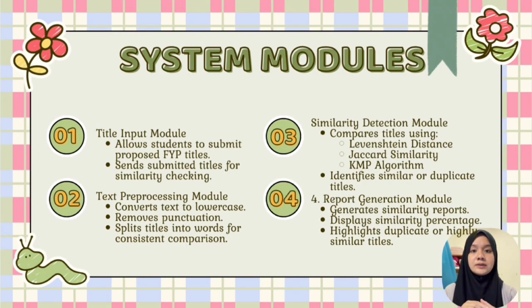The system consists of four main modules. First is the title input module, where students submit their proposed title. Second is the text pre-processing module, which converts text into lowercase, removes punctuation, and prepares the title for comparison. Third is the similarity detection module, which uses the three algorithms to compare titles. Finally, the report generation module creates a similarity report and displays the similarity percentage.